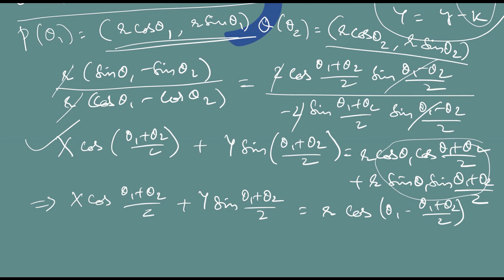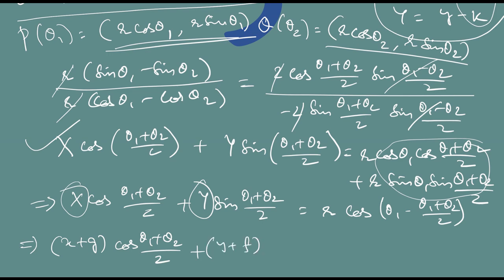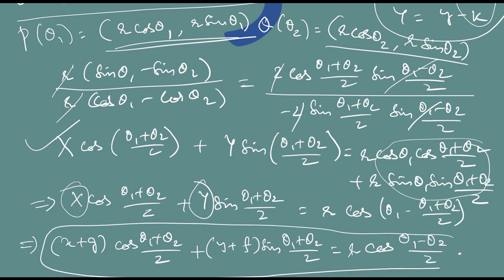So to find it in the original system, again in place of capital X and capital Y, we write small x and small y. So it's going to be (x plus g) into cos of (theta 1 plus theta 2)/2 plus (y plus f) into sin of (theta 1 plus theta 2)/2 is equal to r cos, you take the LCM inside, you can see that you are getting (theta 1 minus theta 2)/2. We remember this by heart as a formula.